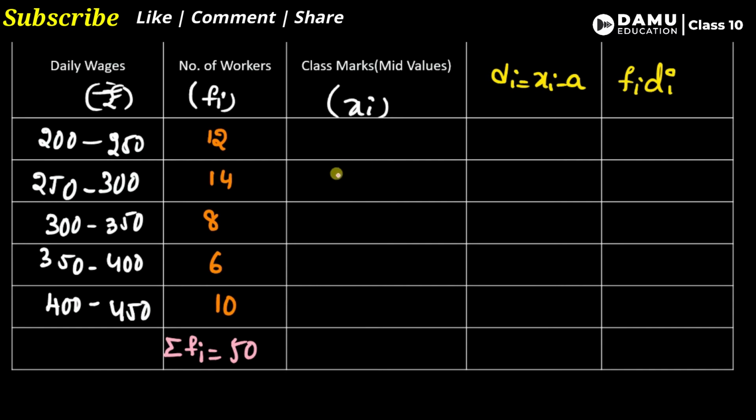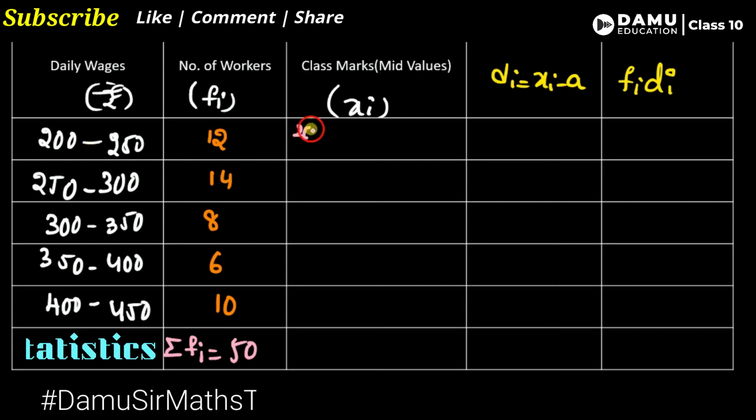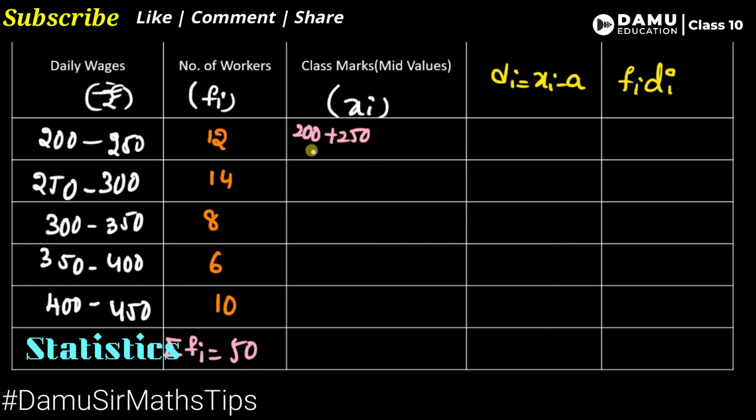Then we convert the class intervals into class marks, where we need to find the middle value. 200 plus 250 by 2, the average of these, is 450 by 2, which is 225. Like this we need to find all the values.